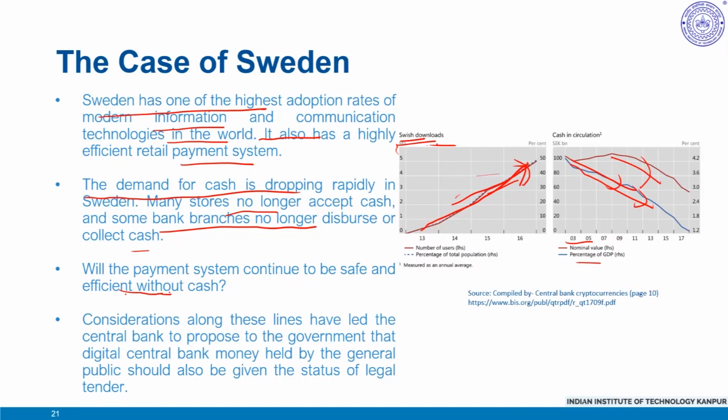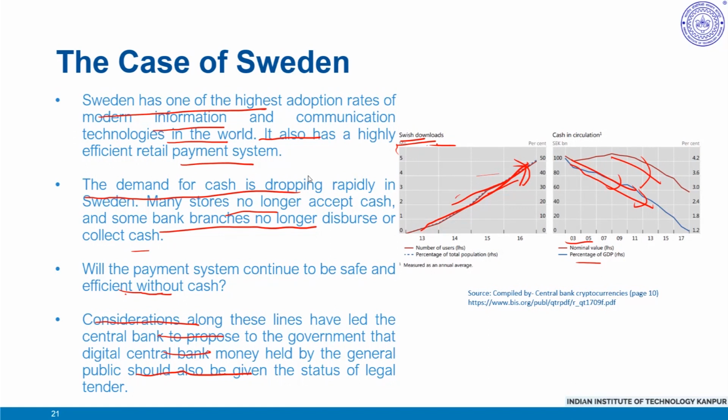Even if cash is not used every day, it is a backup option in crisis situations. Will those without access to bank services still be able to manage their payments? The Riksbank currently has a so-called e-Krona project underway to determine whether it should supply digital central bank money to the general public. Considerations along these lines have led the central bank to propose to the government that digital central bank money held by the general public should also be given the status of legal tender.